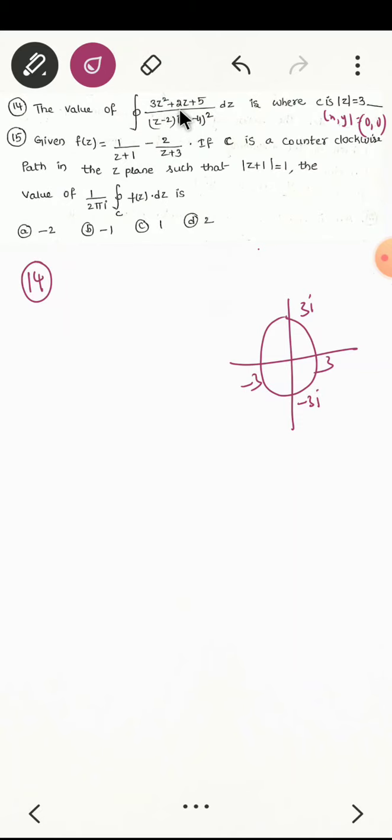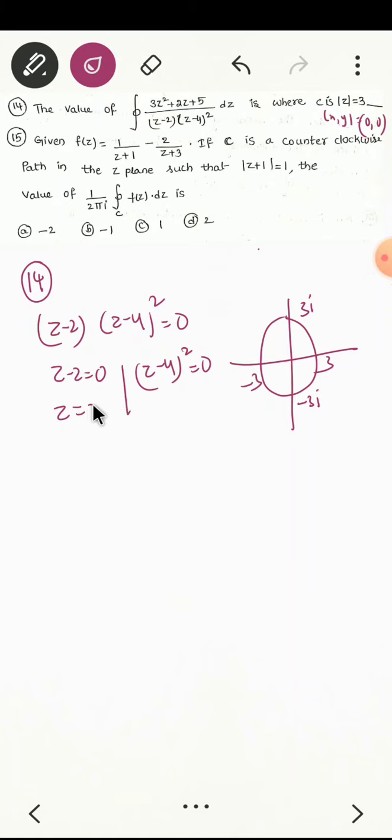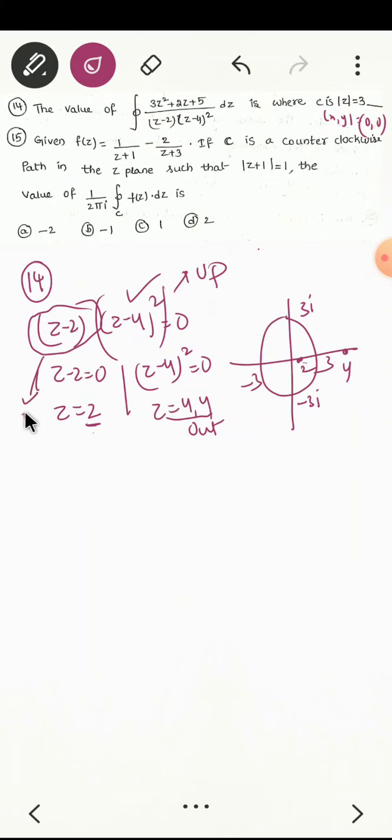Now, for the integral of this function, first take the denominator and equate it to 0. z minus 2 equal to 0 and z minus 4 whole square equal to 0. So this will be z equal to 2 and this will be z equal to 4. z equal to 2 is inside; 4 is outside. That means this factor is outside, so send it upstairs, and this one is inside, so send it downstairs.